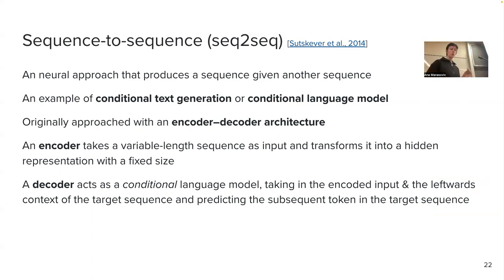So if you think about the neural language modeling we have seen before, the thing that has changed is that when we start predicting the first word, instead of conditioning it on h zero, which is some representation of maybe a beginning-of-sequence token, we condition it on a representation of the sentence in the source language.